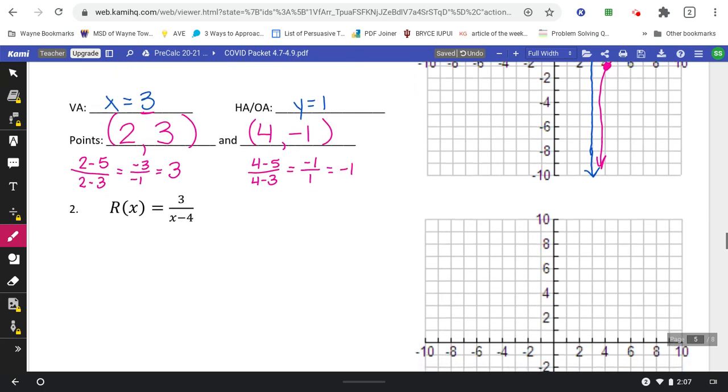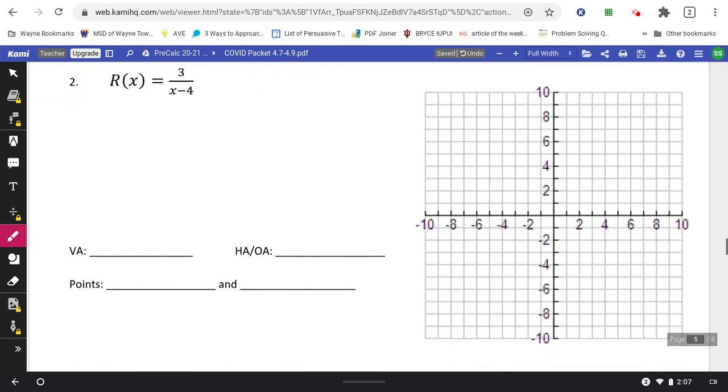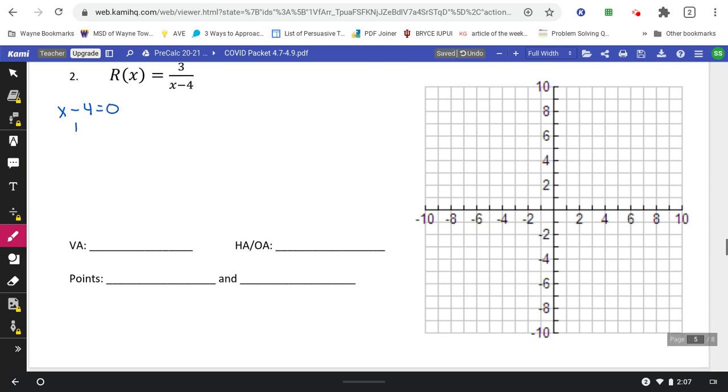All right, let's try example number 2. We'll start again with our asymptote lines. Step 1 is finding the vertical asymptote. I'm going to set my denominator equal to 0. Add 4 to get us an answer of x equals 4.